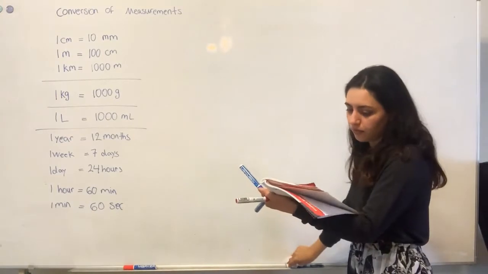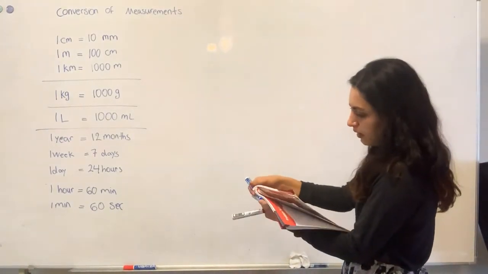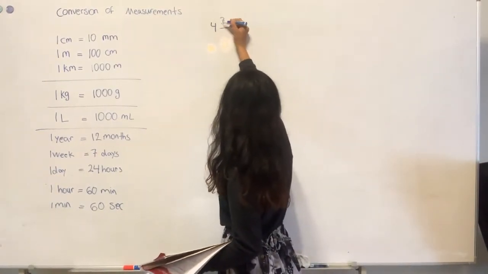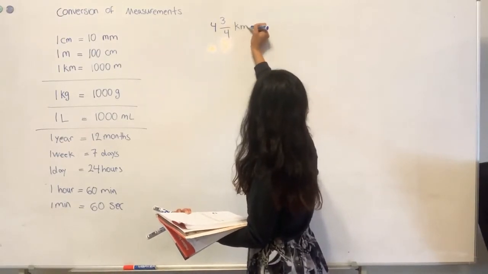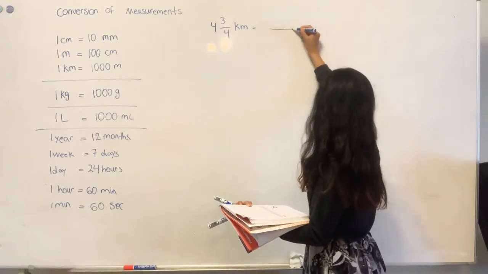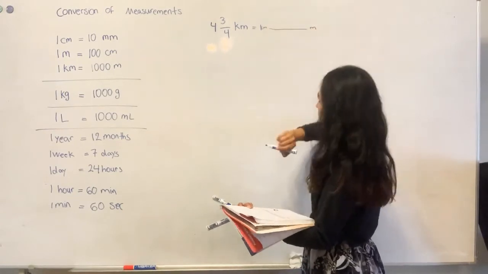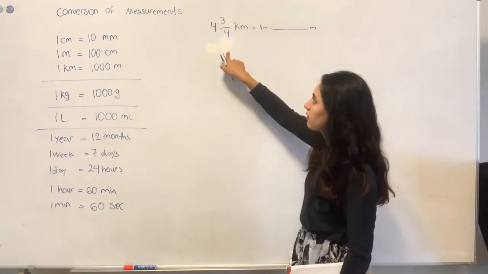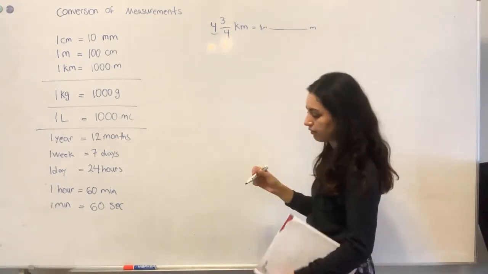Another example from the book. For example, we have kilometers and meters. We have 4 3/4 kilometers. It's asking for how many kilometers and meters. Okay, so because this is a mixed fraction, we just leave this on the side.